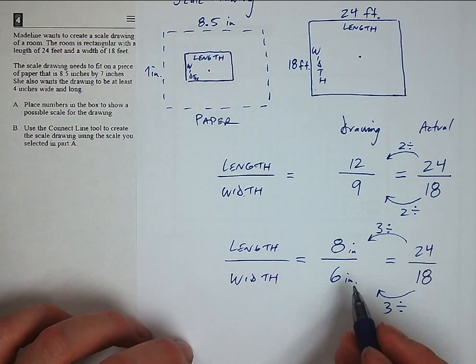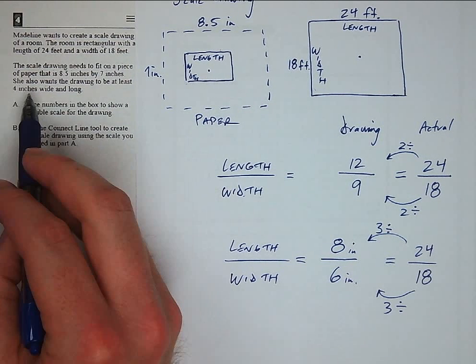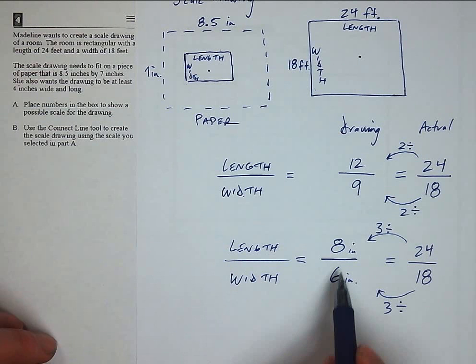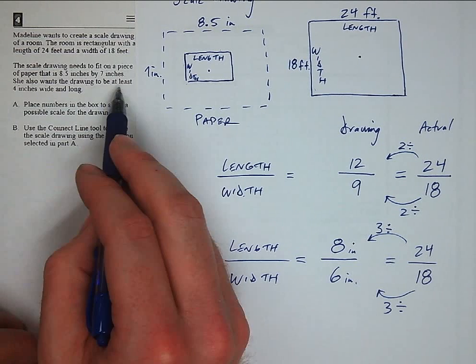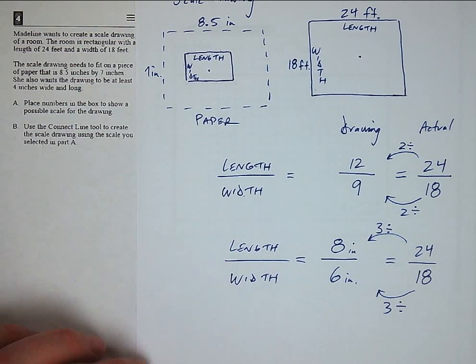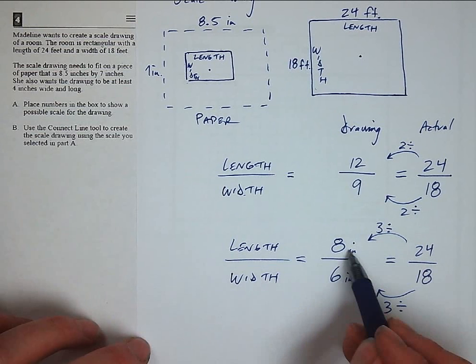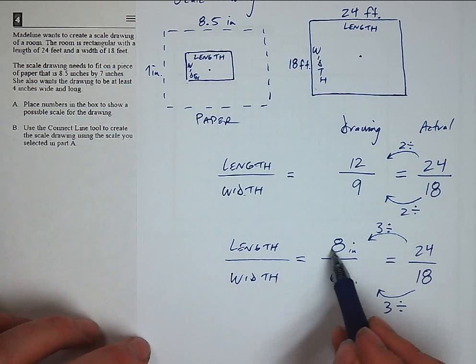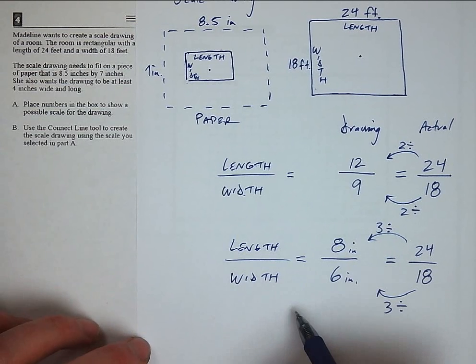One other thing. We want to double check. It says she also wants the drawing, and again, these are the dimensions of the drawing, to be at least 4 inches wide and 4 inches long. Is this at least 4 inches wide? Yes, it is. Is this at least 4 inches long? Yes, it is. So that works.